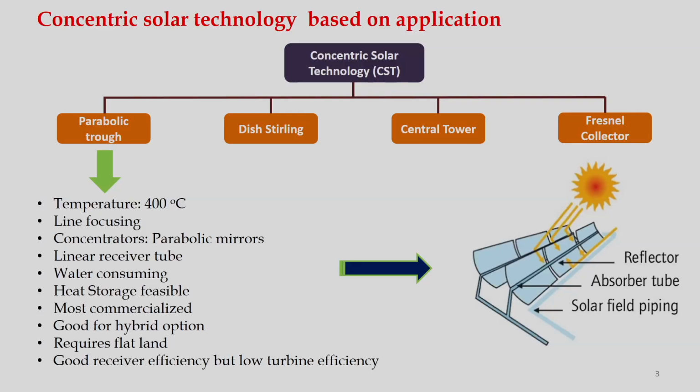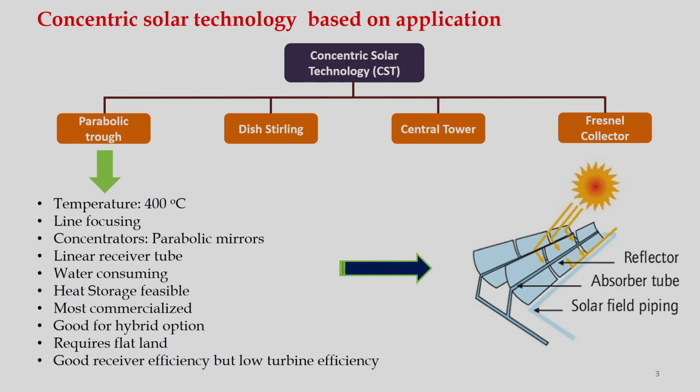Dear students, today we will be discussing different solar concentrating technologies and principles which are used for power generation. We have technologies like parabolic trough, dish Stirling, central power receiver system, and Fresnel collectors. If we talk about parabolic trough, as you can see, this is a configuration for a parabolic trough.